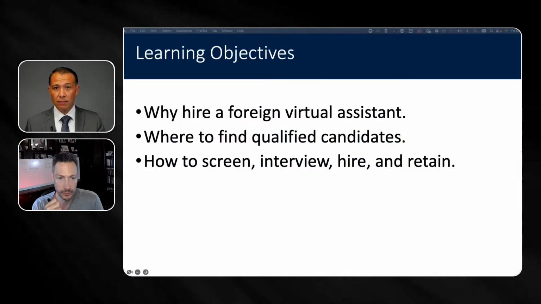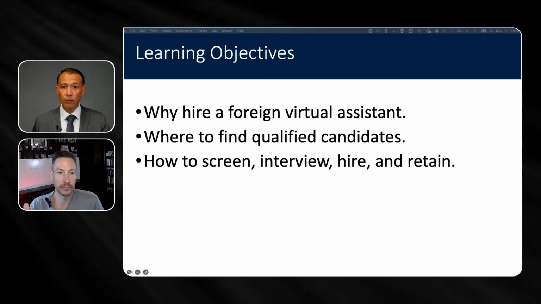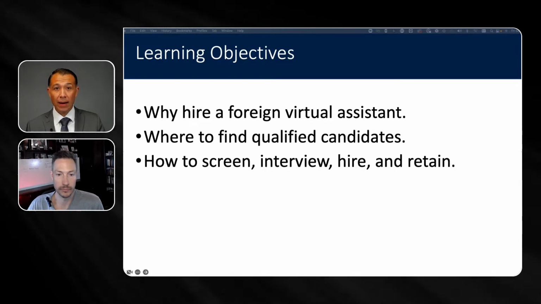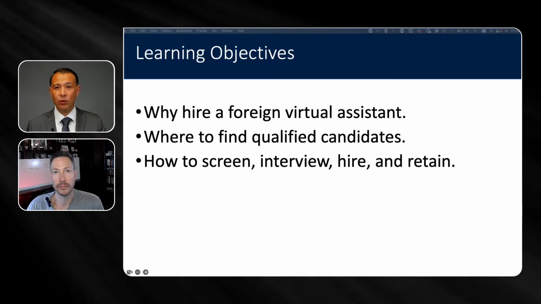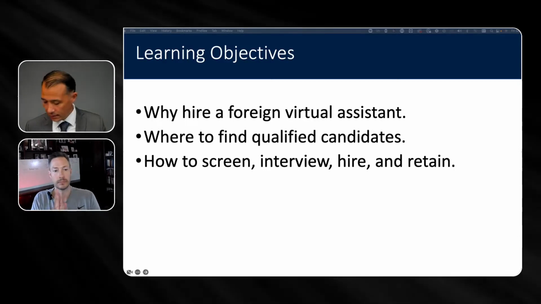And then we came up with these three objectives. Number one, why should someone hire a virtual assistant? Number two, where to find qualified candidates. I think that's a big one. Actually, these are all three really important. But number three is how to screen, interview, and more importantly, retain the talent. So those are the three. That's the subject and the learning objective. So I guess we could start at the very top.